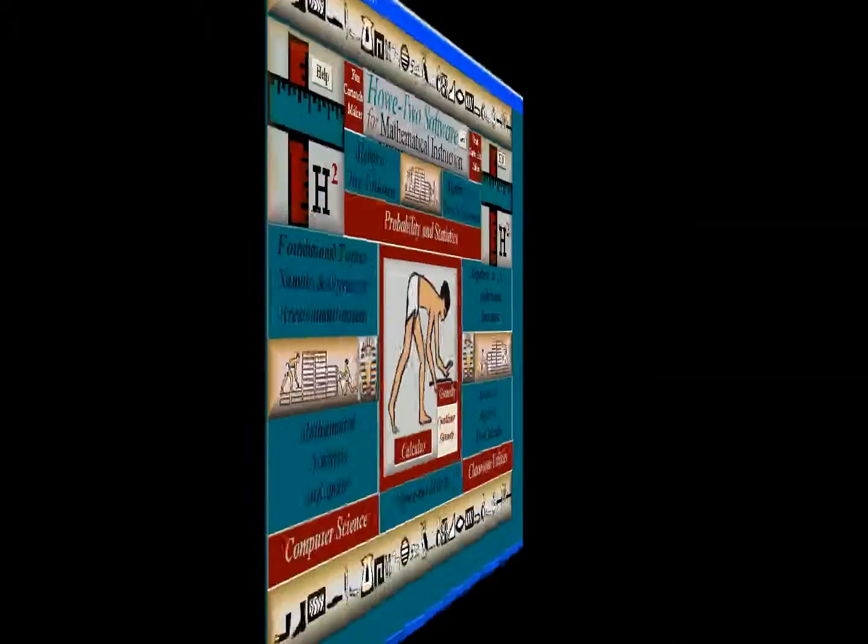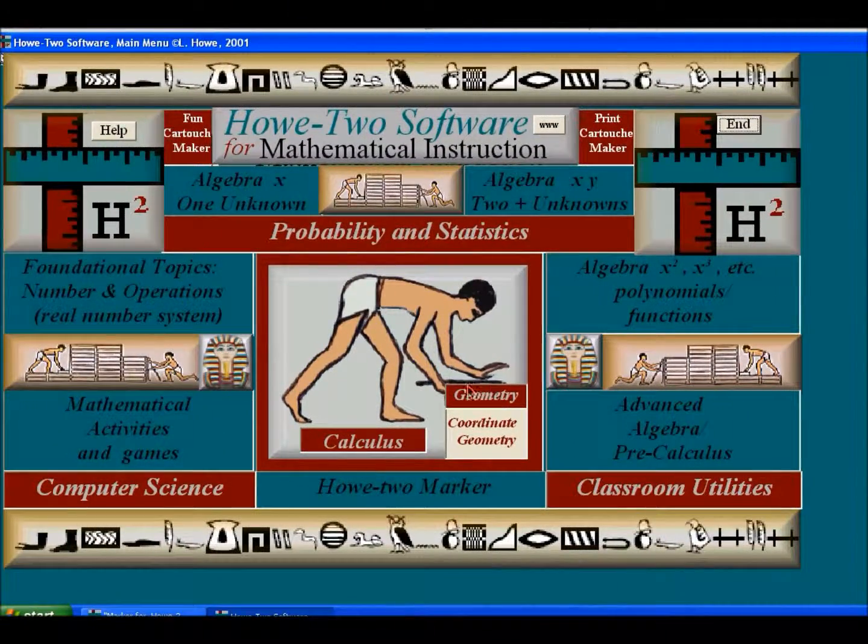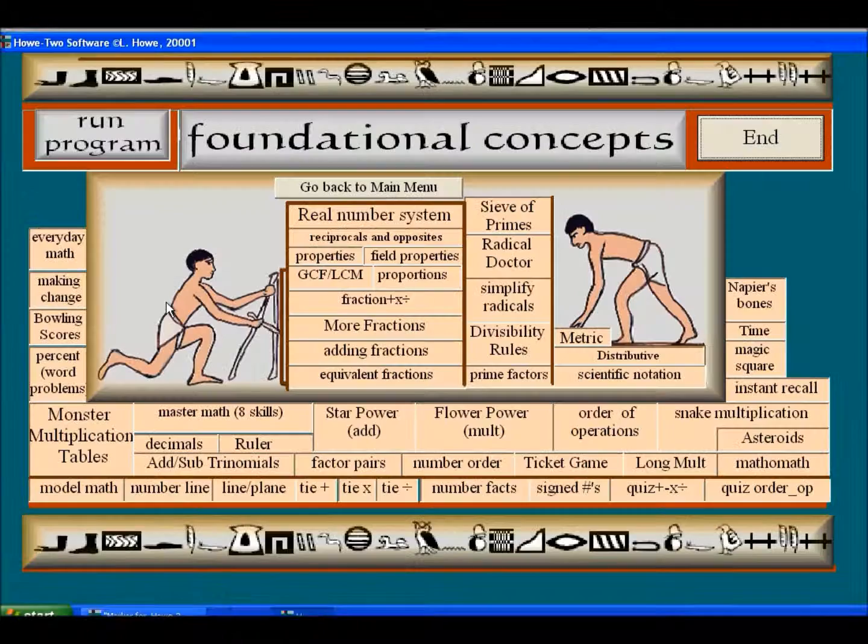Now, I promised you that we would be looking at 2 programs. If you go to Foundational Topics, you'll see a program called Properties and a program called Field Properties. Properties is the one where we leave out some of the properties. In Field Properties, they're all there.